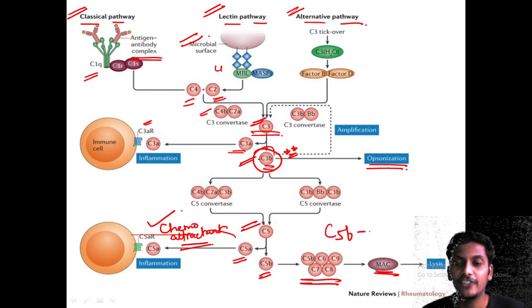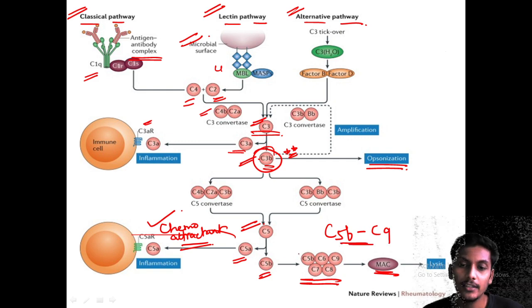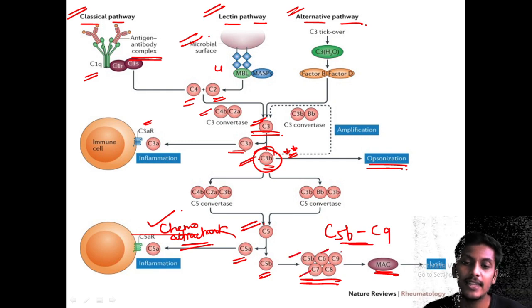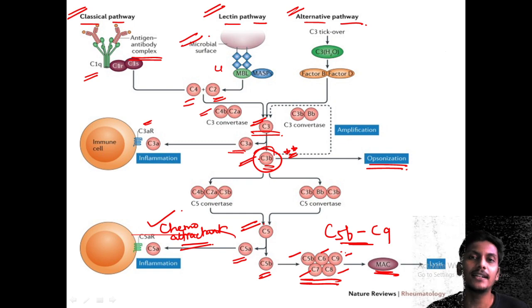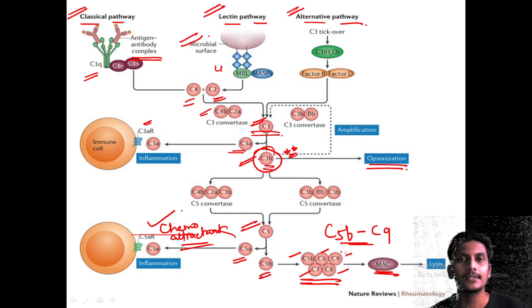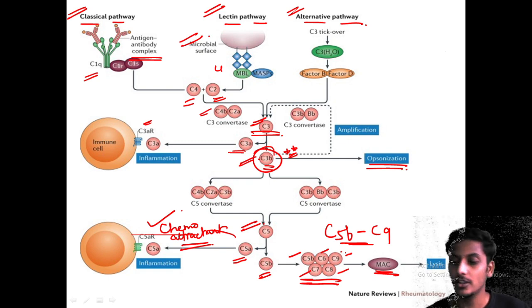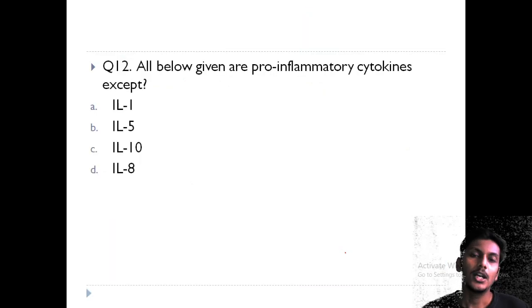It is made up of C5b to C9. It is made up of C5b, C6, C7, C8 and C9, and this membrane attack complex would finally lead to lysis or destruction of the offending agent, the bacteria, right? Important one. Moving further.